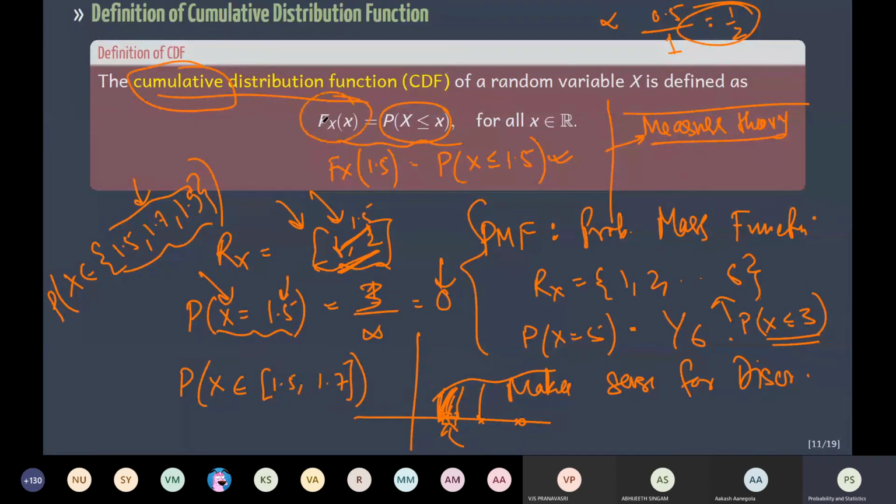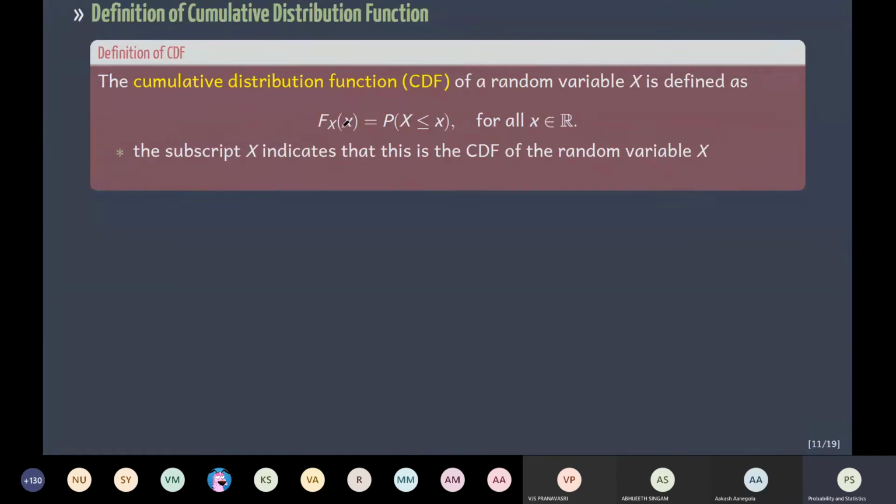You can only talk about CDF. Okay, so that's the whole idea about this. So for PMF we were using P subscript X, and for CDF we use F subscript X. And this subscript indicates that this is the CDF of the random variable X. Okay, and sometimes we may omit this if we know that the underlying random variable is X only. So then we will drop the subscript. The CDF is defined for all x in R.